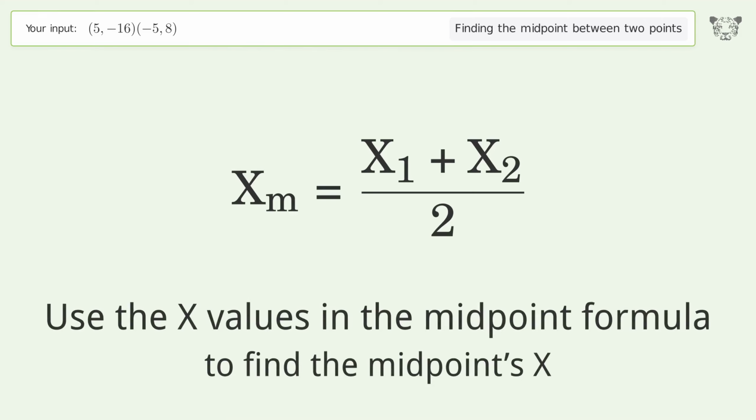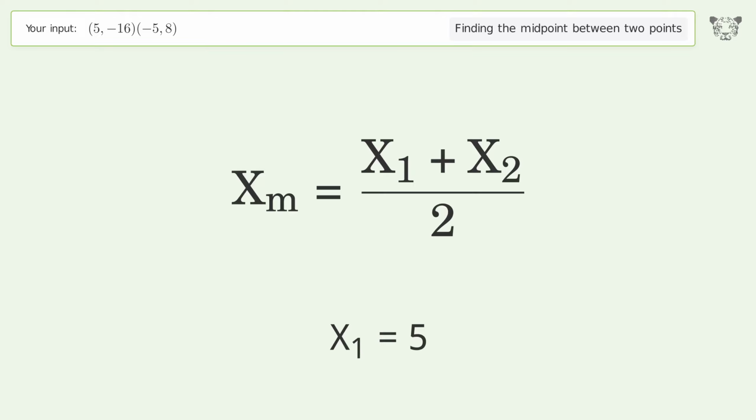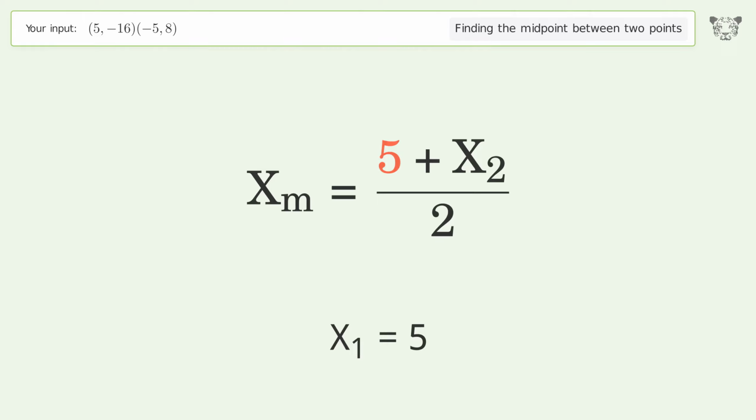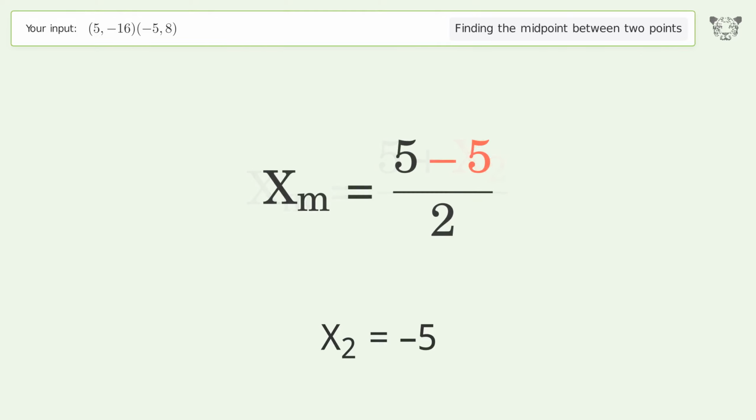Use the x values in the midpoint formula to find the midpoint's x. x1 equals 5. x2 equals -5. Simplify the arithmetic.